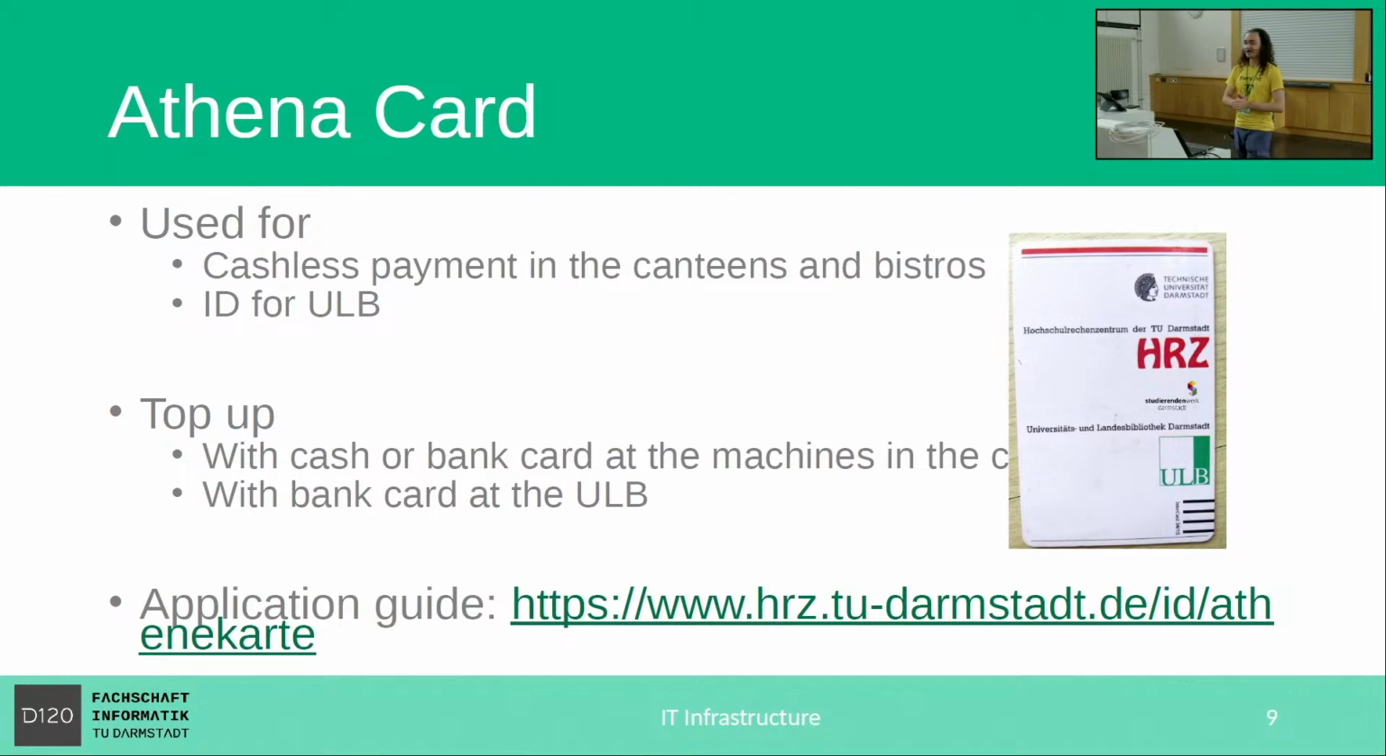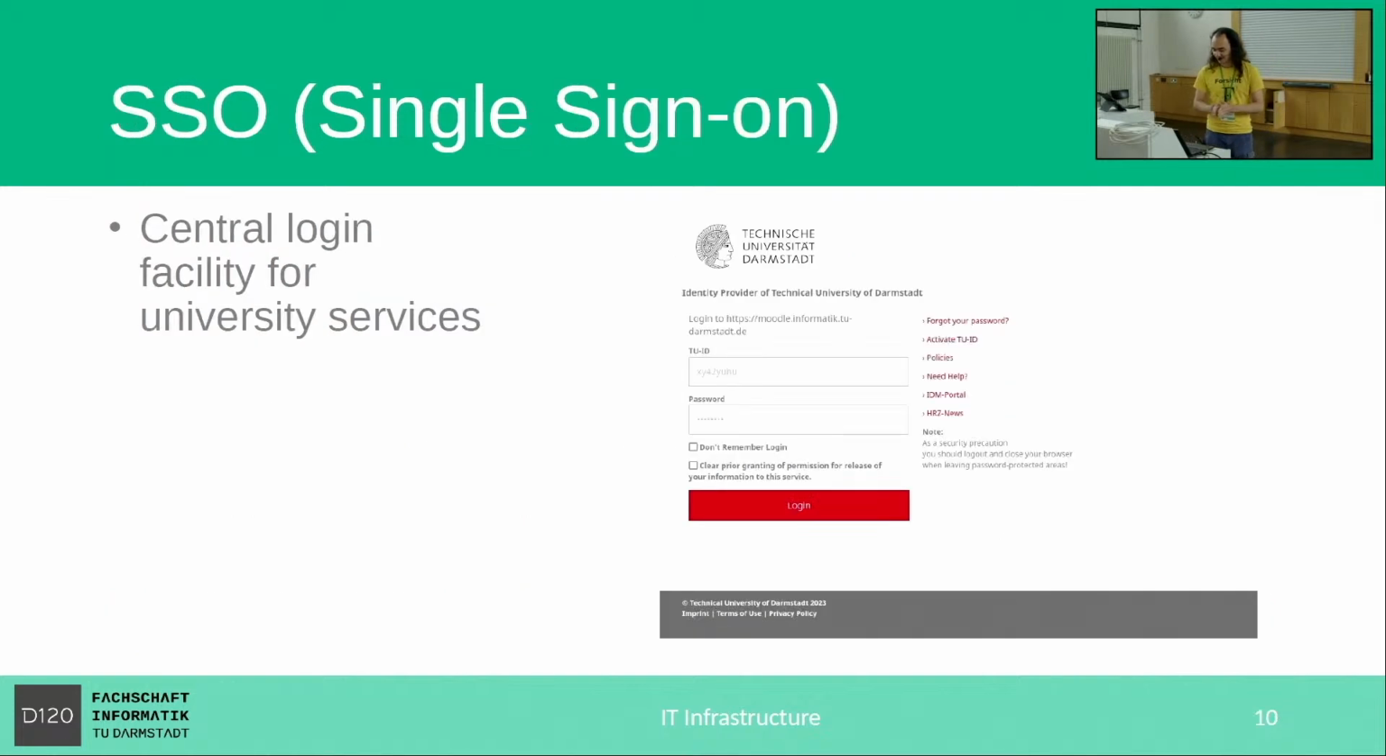There is also the Athena card, which you probably all have already heard of, for paying at the Mensa. It's also used for the ULB. Probably also know that already. If you haven't applied for one, do that now. HRZ has a guide for that.